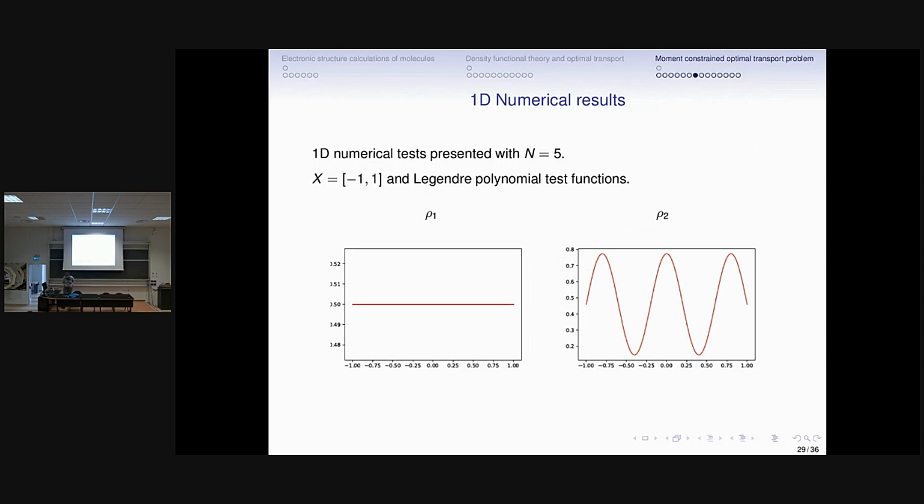So here I'm going to show you some numerical results. First, some toy numerical results where the space dimension is 1, and where you've got 5 electrons. We are going to consider 2 electronic densities, defined on the interval -1, 1. The first electronic density will be the uniform density, and the second one will be given as this kind of oscillatory density.